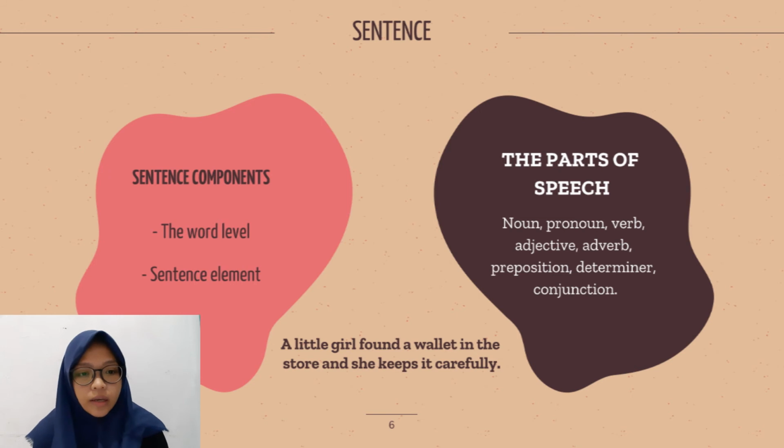Sentence components and the parts of speech. Words can be combined to form phrases and clauses, and then sentences. To be able to identify the components of sentences is important and useful. There are two main areas involved in the identification of these sentence components. First, the word level: individual words belong to different word classes. And the second one is the sentence element, by combining words to perform a certain function in a sentence.